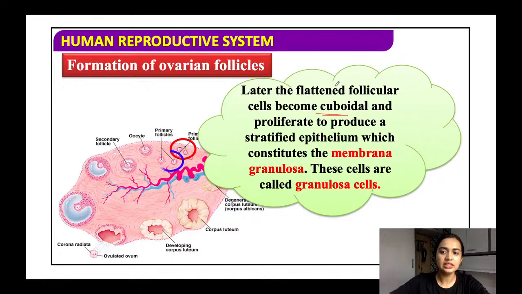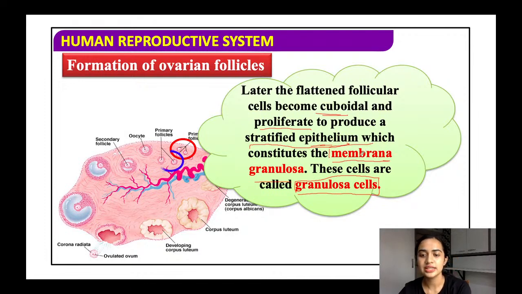So this is the primary follicle. Now what happens is that they will later become cuboidal and they will start proliferating and they will produce something called stratified epithelium. Now what that contains is the membrana granulosa, and these are called the granulosa cells. This point I hope it is clear. See, it is very easy to understand. Now the primary follicles, later these follicular cells form a cuboidal structure, okay, and this cuboidal structure produces stratified epithelium, which contains the membrana granulosa. So because it has the membrana granulosa, it is called granulosa cells, fine.